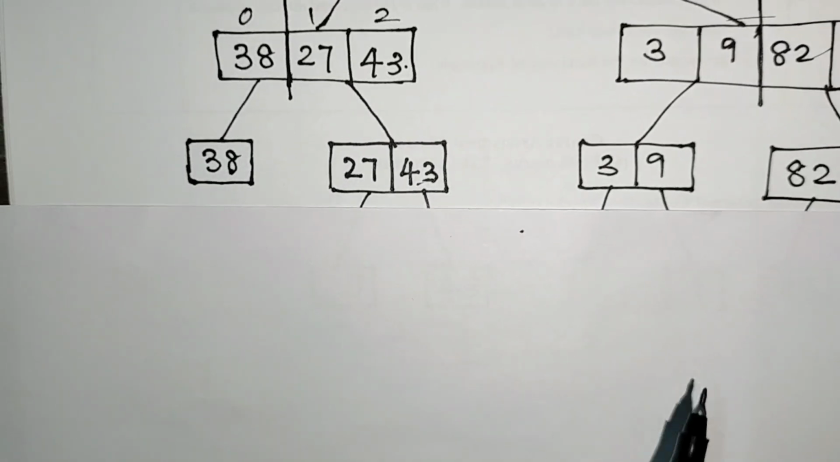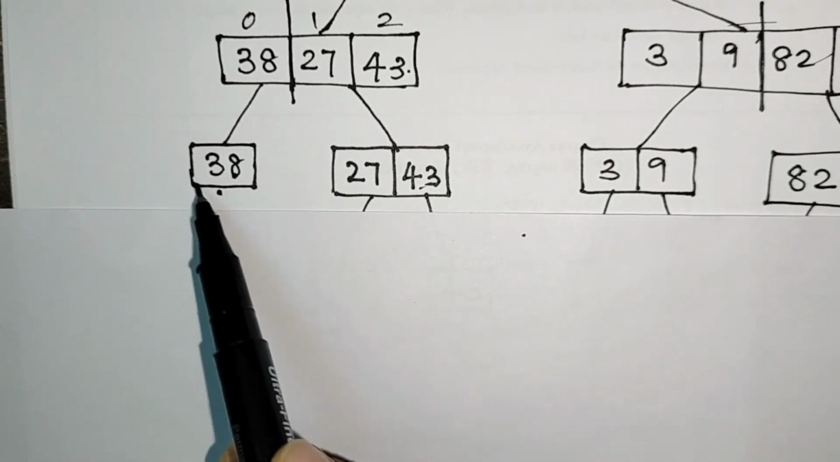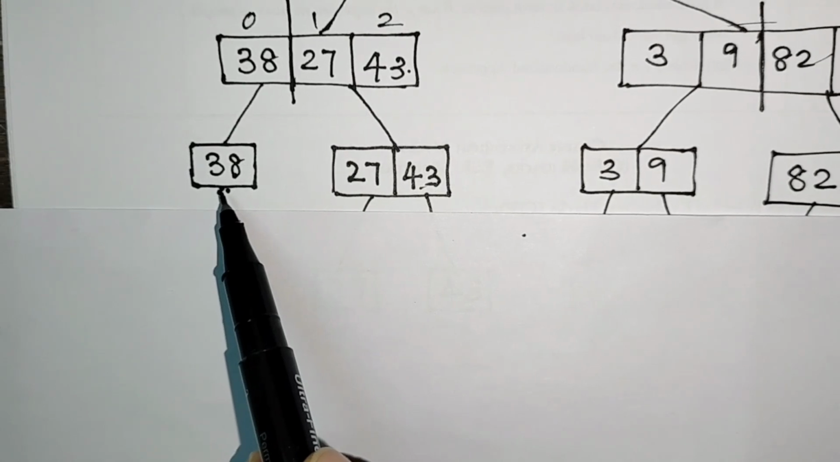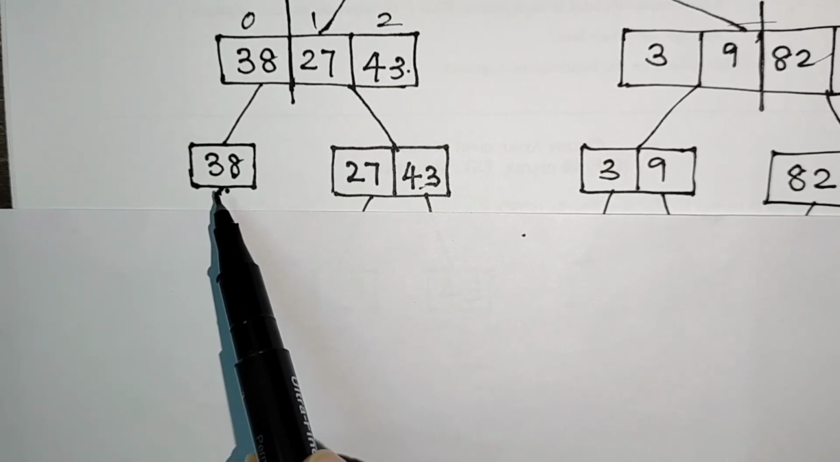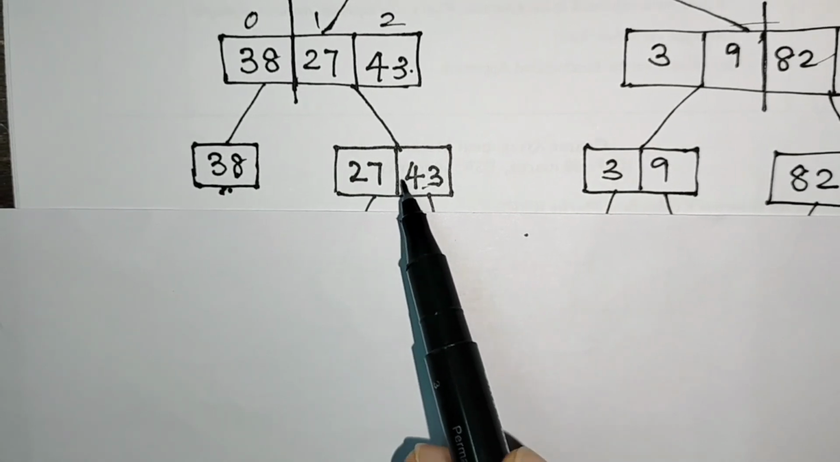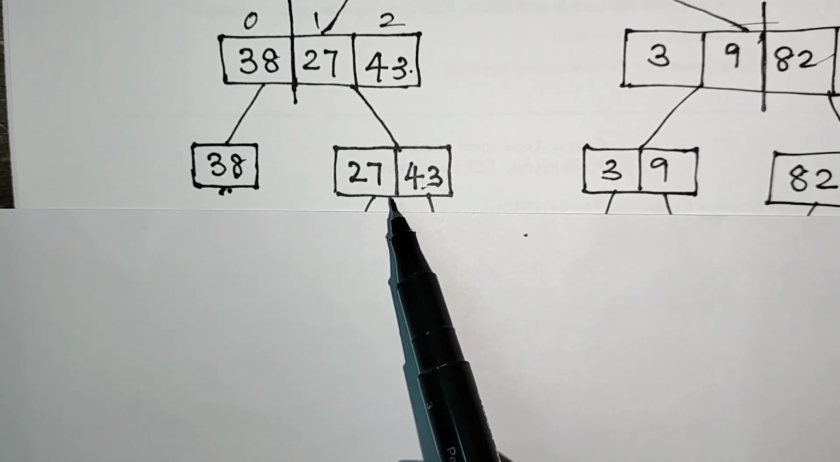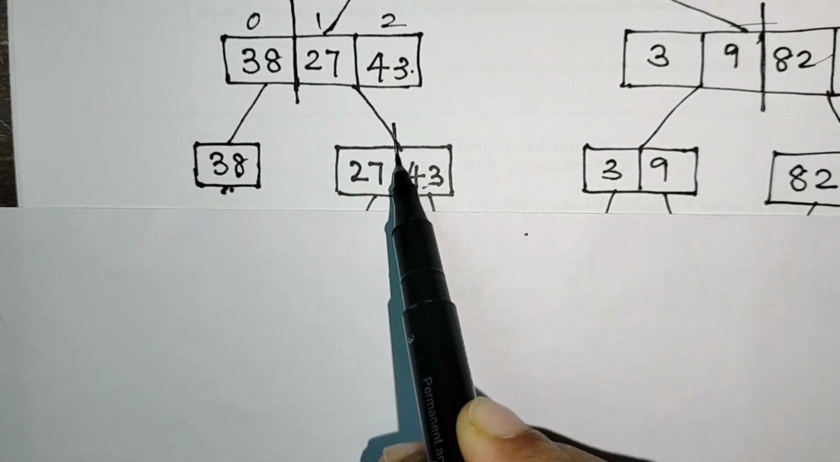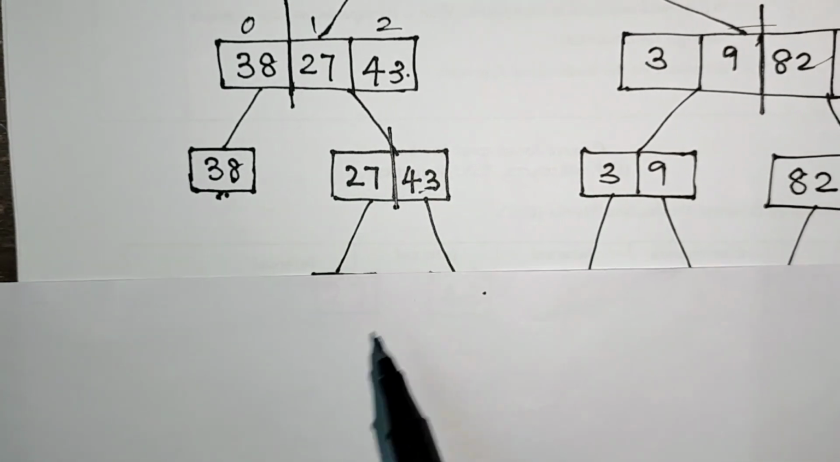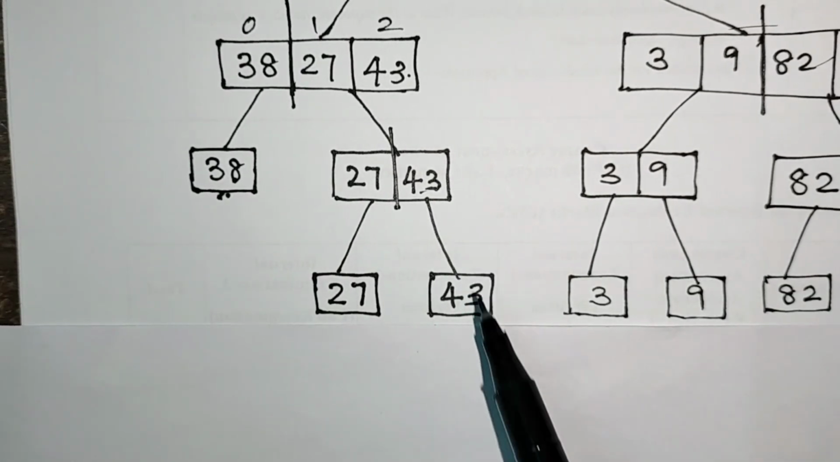Okay. Now here the left subarray is having only one element. Since it is having only one element, we need to just return that element only. Okay. Now the next array has 2 elements. So we need to divide it further. So we divide this array here, like 27 becomes the left array and 43 becomes the right array.